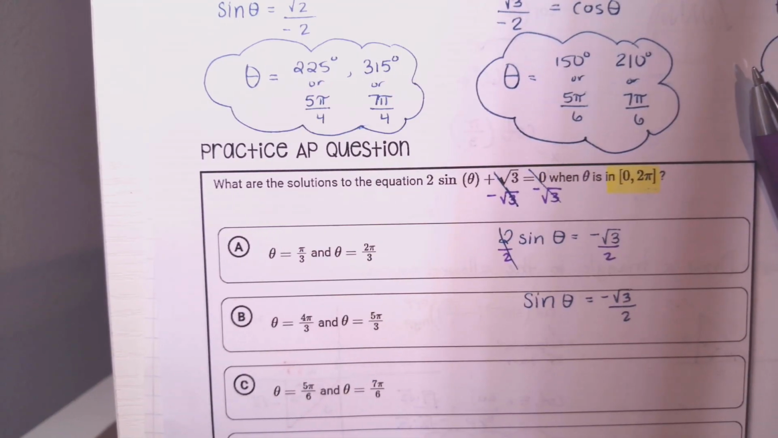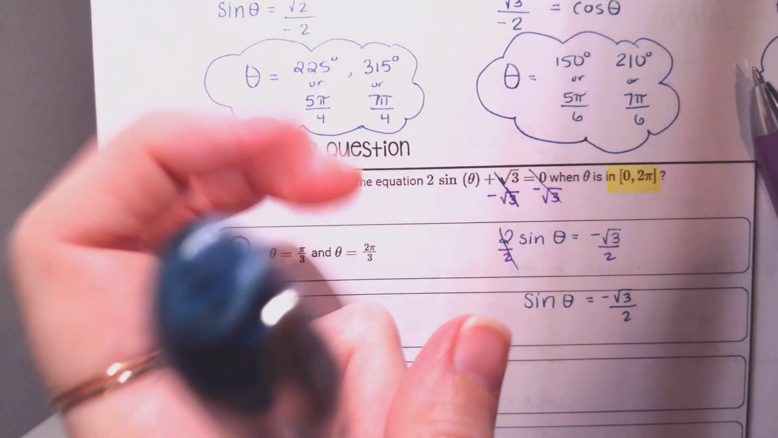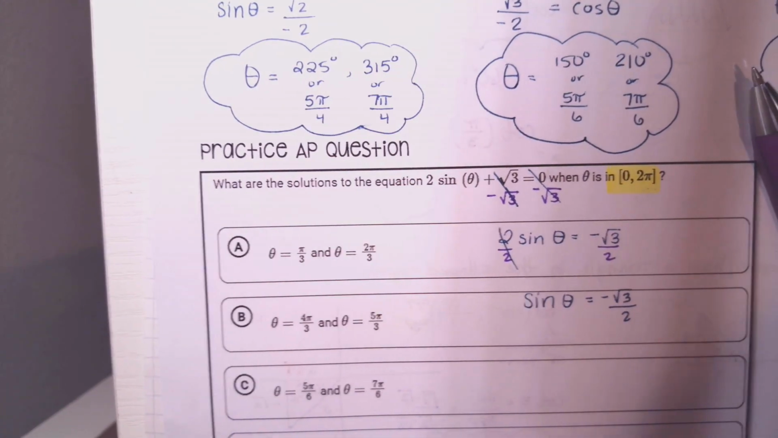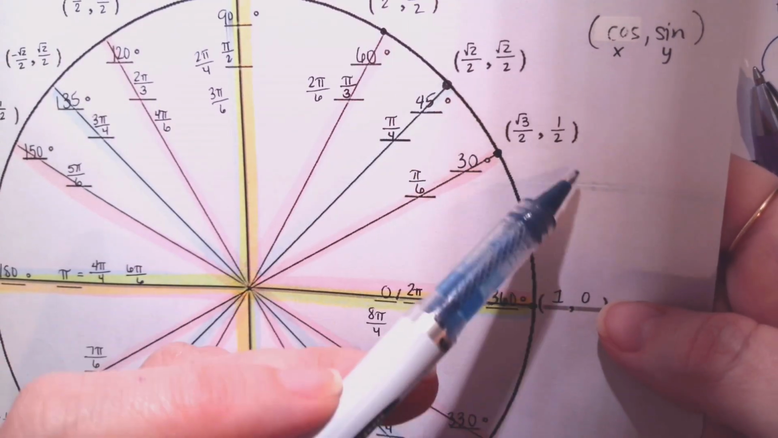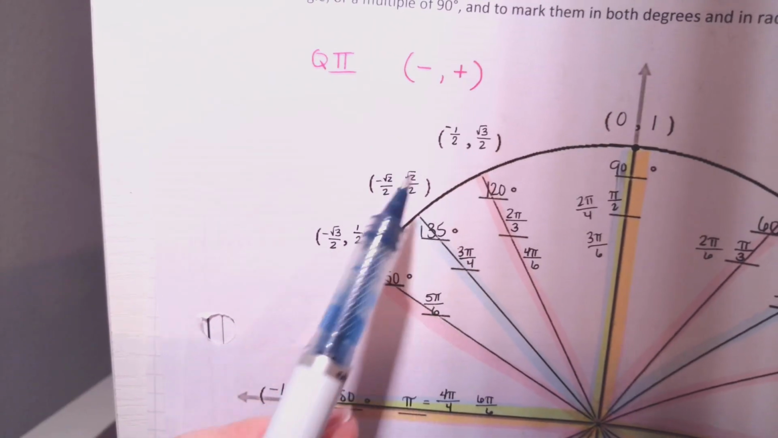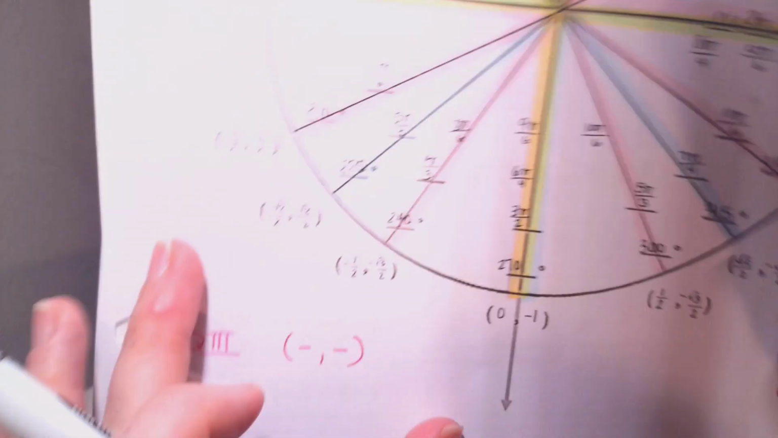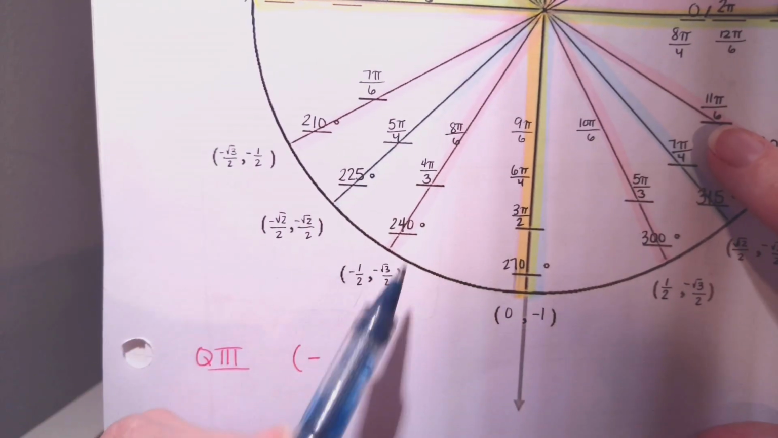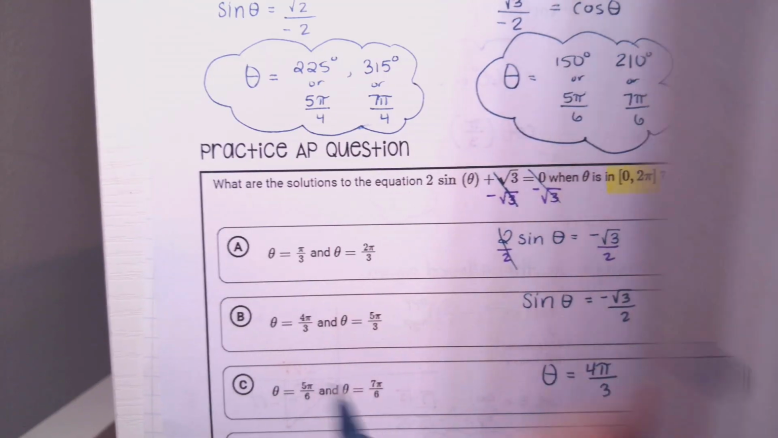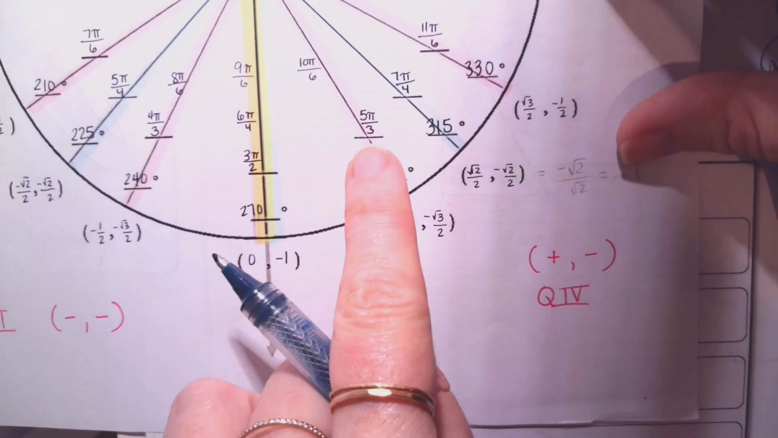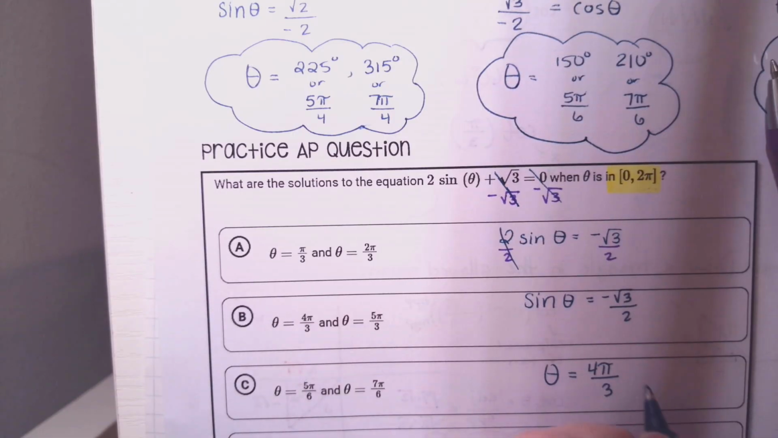So we need to find any place from 0 to 2 pi where the sine value, the y value of the point, is -√3 over 2. So looking at my unit circle, for all those y values, looking for negatives, none of these are negative. Looking at these, none of these are negative. Looking at these, we have one here, 4 pi over 3, which is 240. And we also have another sine value of -√3 over 2, this guy, 5 pi over 3, which is 300.